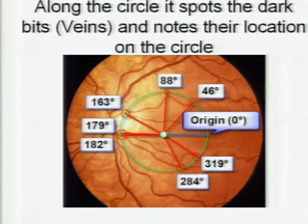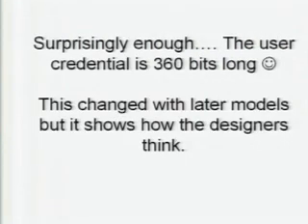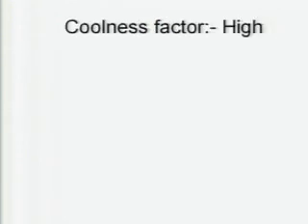As it moves around, it says, okay, at 46 degrees, I got a black splodge, and another one at 88, 163, 179, and this generally creates your template. Surprisingly enough, on the original ones, the template's exactly 360 bits long. Now, as it says here, that did change on later models, but it shows you how the implementers of these things think. You've got your retina scan. How are you actually going to deal with it? My fave. Cool as fuck.